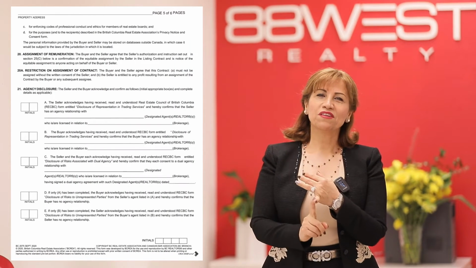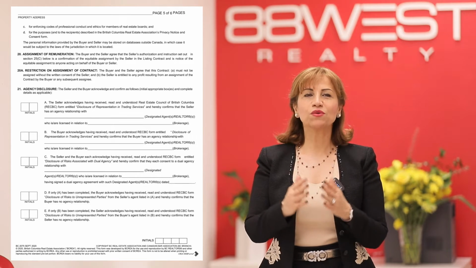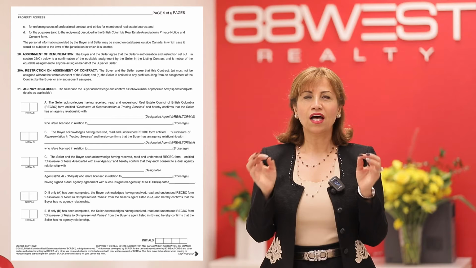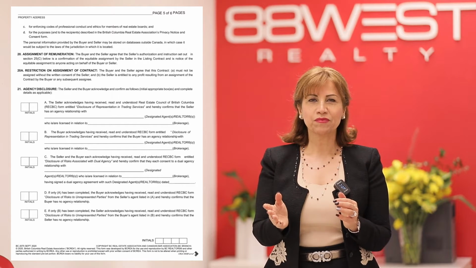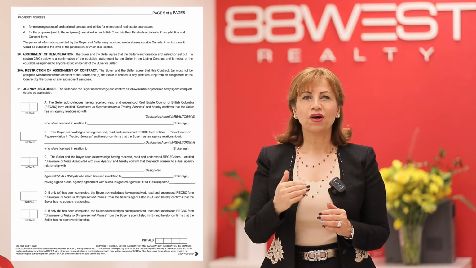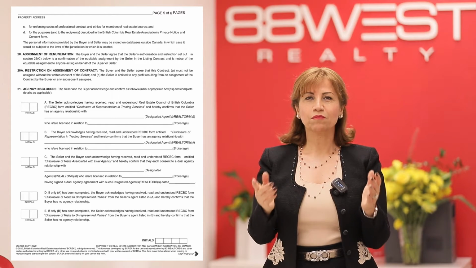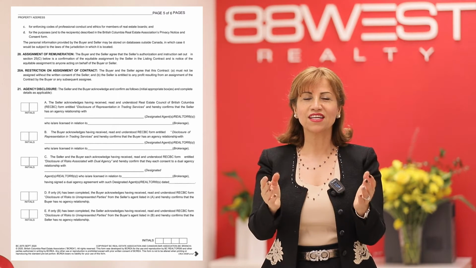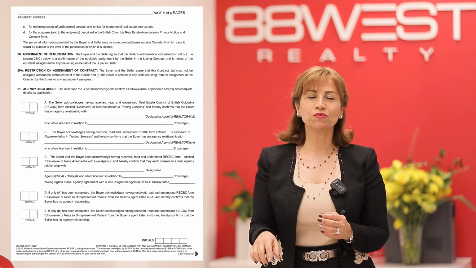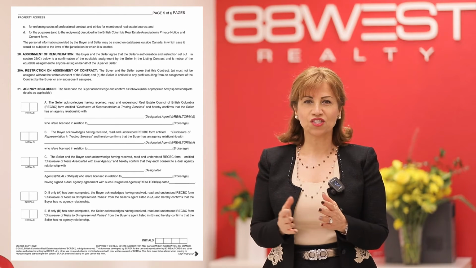One of the most important things addressed on page number 5 is assignment of contract, which is not allowed unless it is done with the written consent of the seller. The next important part is agency relationship. Buyers or sellers, if you're using the services of a realtor, you have to mention the name of the realtor in the contract and then initial that section.